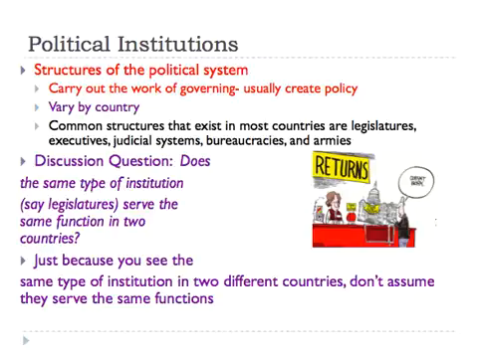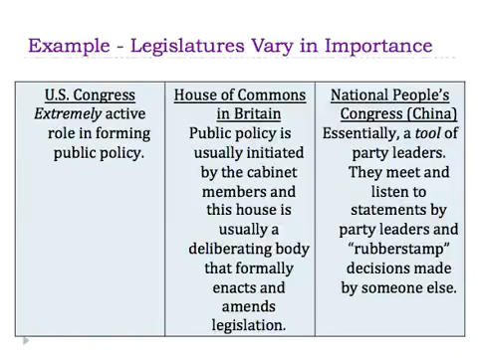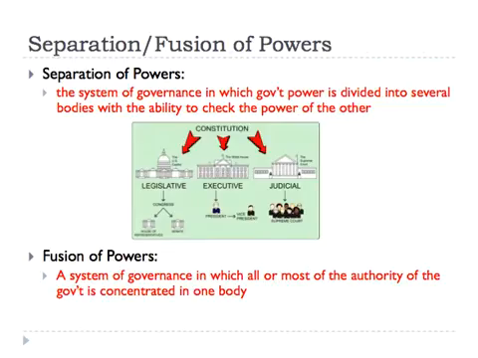Just because you see the same type of institution, you cannot assume that they're going to function or do the same thing. So, for example, you have the U.S. Congress, the House of Commons, and the National People's Congress. There are the other legislative branches, and they do different things. For example, the National People's Congress is just kind of like a rubber stamp. They meet and listen to statements, and they just say, "Yep, we agree," because the party leaders already made a decision on that.